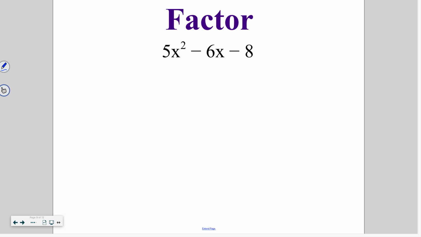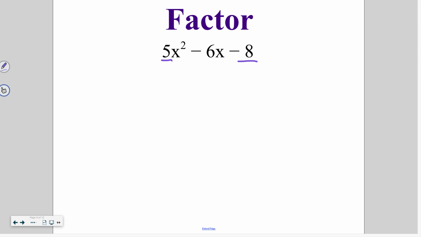Again, we're looking at a trinomial, checking to see if we can take square roots first. 5 cannot be square rooted, so it's not a perfect square trinomial. Checking for a GCF, 5, -6, and -8 cannot all be divided by the same thing. So this indicates to us that we need to use the box method because I have a leading coefficient of 5.